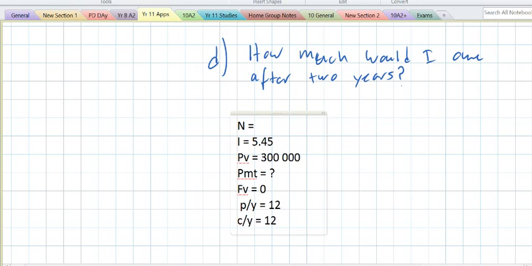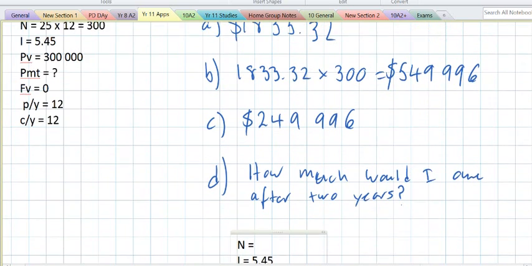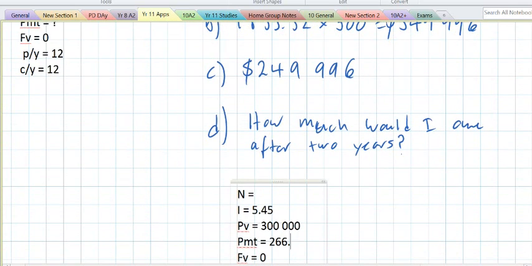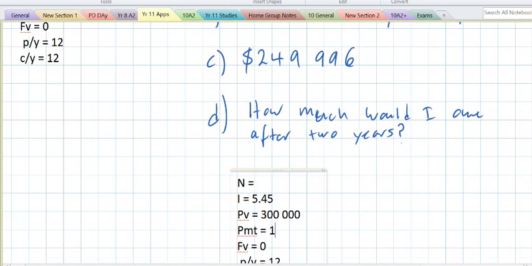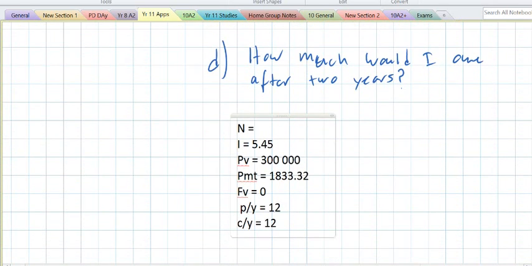Alright, so if we want to find out how much I owe after 2 years, it basically means I've been making these payments of 1,833 for 2 years. So what would my N be? 2 times 12. Lovely. And I want to know how much I owe, so the future value is going to be a question mark.